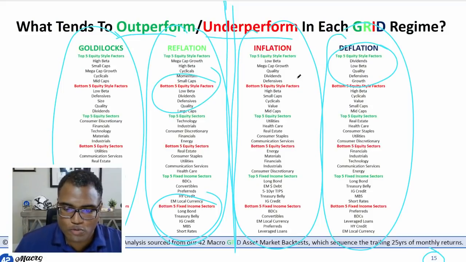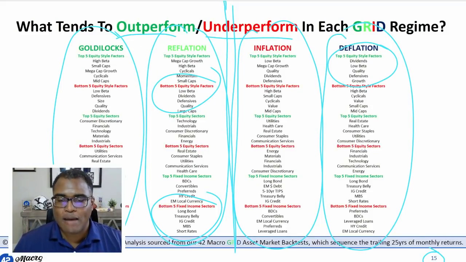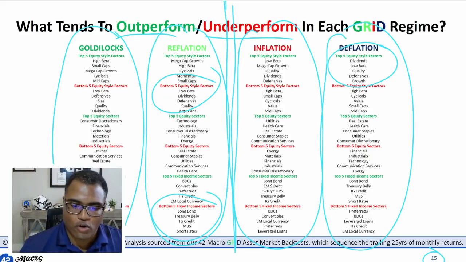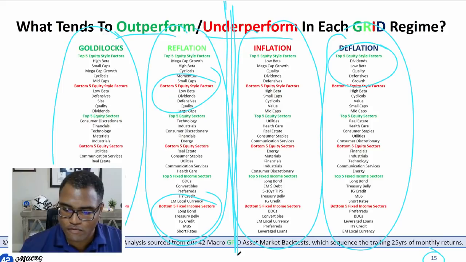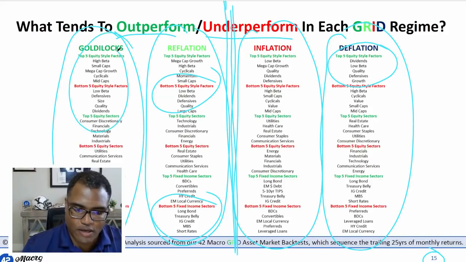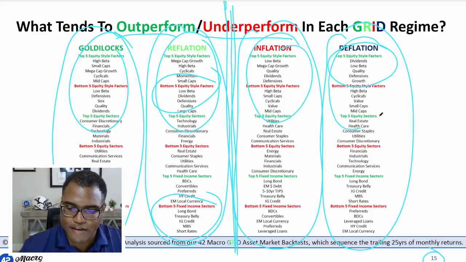Dispersion analysis is very important as well. Going back to understanding how asset markets have historically behaved in each of these grid regimes, back to slide 15, the reason our dispersion analysis is super important is because it tells you in real time where the hot money flows are going. Understanding that when you're in Goldilocks, reflation, inflation or deflation, you typically get some very consistent and sticky style factor and sector leadership and laggardship whenever you're in these regimes.